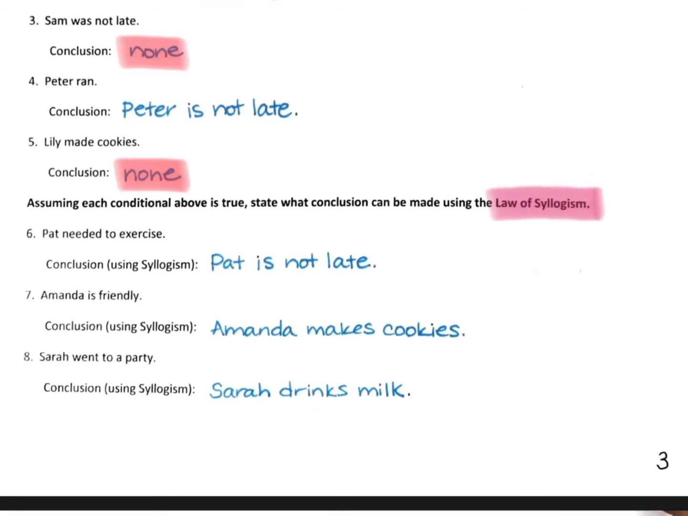Now we're moving on to the law of syllogism. Remember that syllogism is where we find two of those if-then statements that connect. And so this first one, Pat needed to exercise. There was an if-then statement that said, if exercise, then running. So then we looked for another statement that said, if running. And it said, if a person runs, then a person is not late.